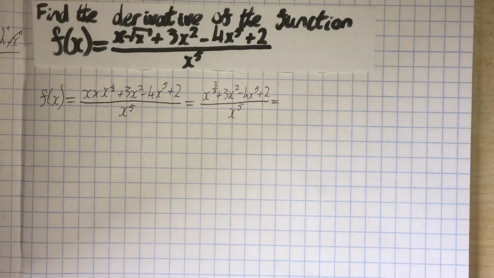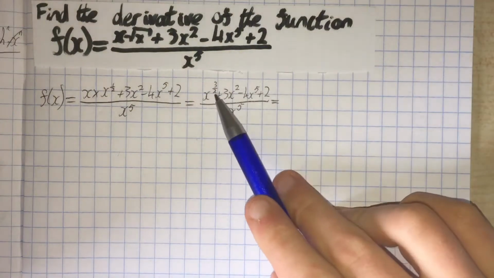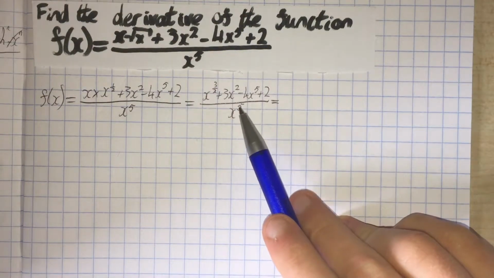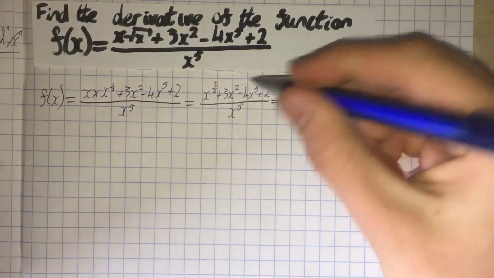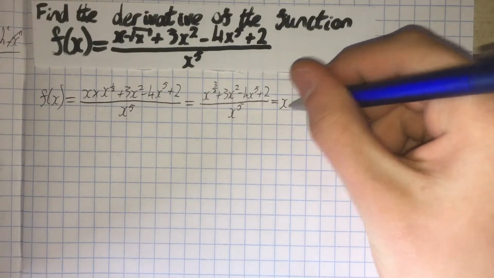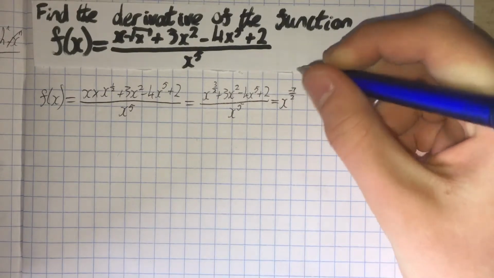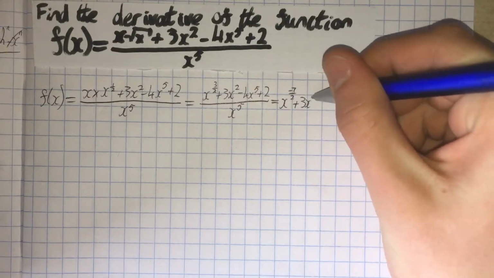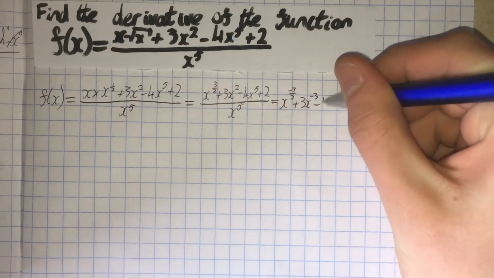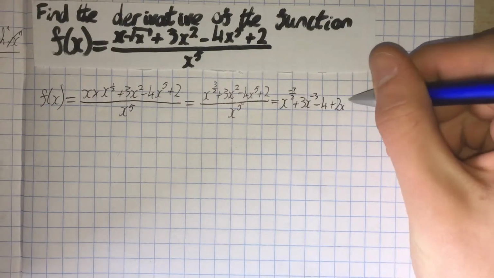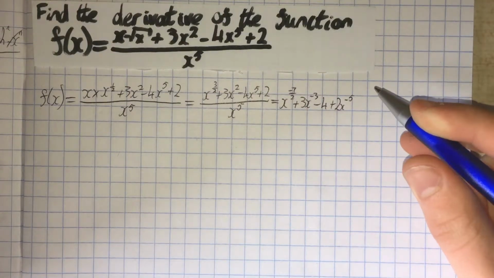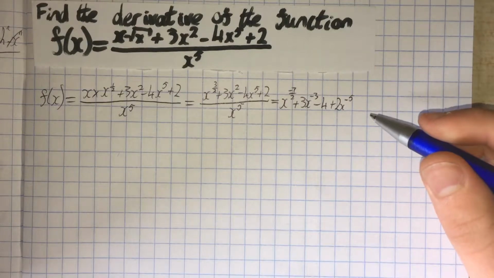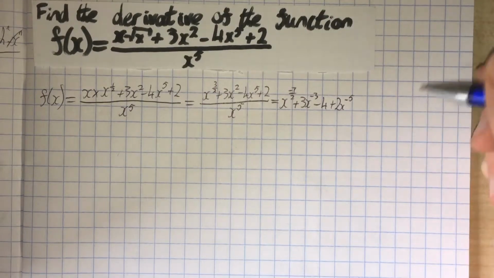And now we can simplify it down further. So we have x to the 1.5 and x to the 5 here, so the 5 is going to go into that 1.5 there, which means we're going to get this to equal x to the minus 7 over 2 plus 3x to the minus 3 minus 4 plus 2x to the minus 5. Well, that is quite a function. Now we can differentiate it.